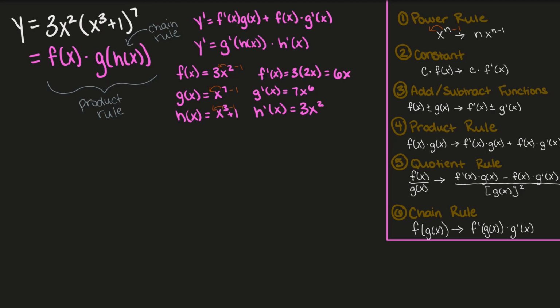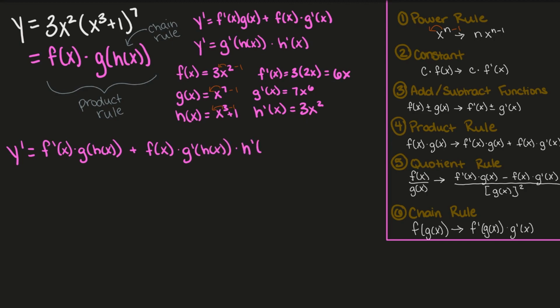Now we can use all of this to solve our derivative. Our full derivative, if we combine our product and chain rules, will look like y prime equals f prime of x times g of h of x plus f of x times g prime h of x times h prime of x. So we know what each of these individual components are, and we can just plug them in.